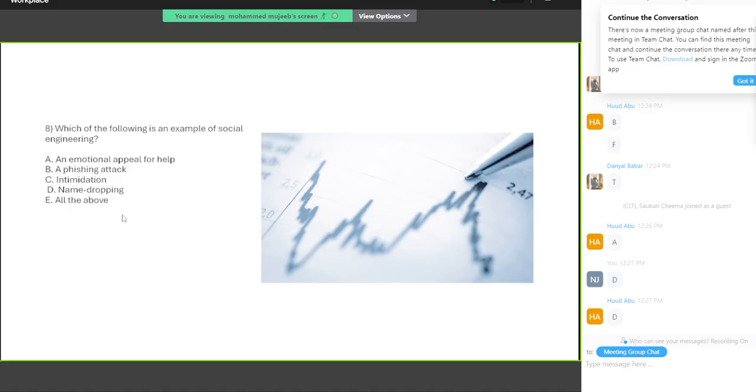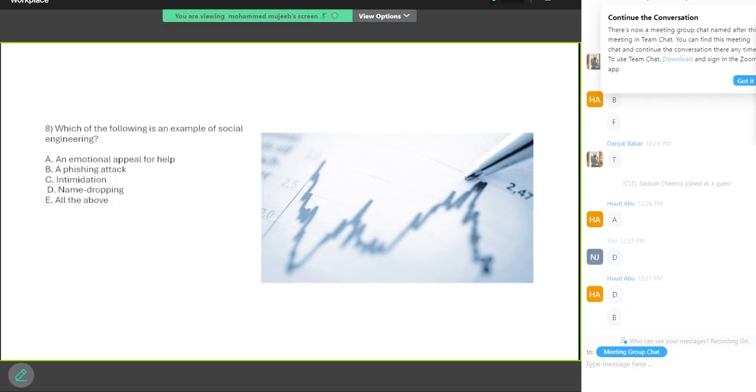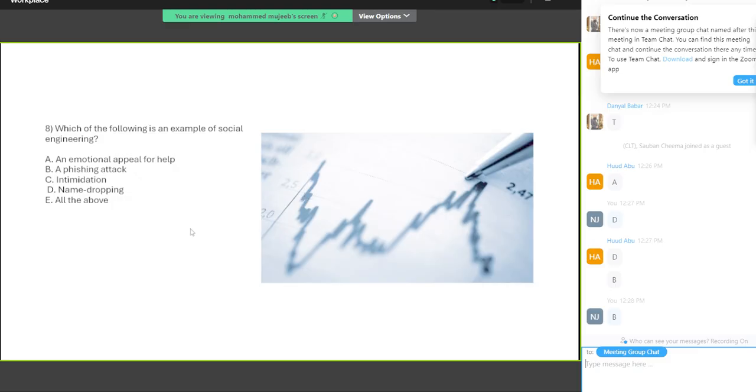Which of the following is an example of social engineering? An emotional appeal for help, a phishing attack, intimidation, name dropping, or all of the above? Remember we talked about social engineering? Phishing attack, yes, B. Absolutely B. Exactly. A phishing attack is an example of social engineering.